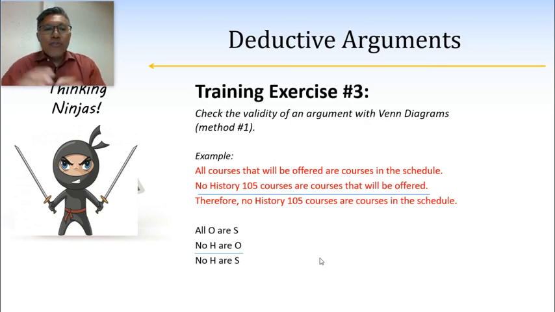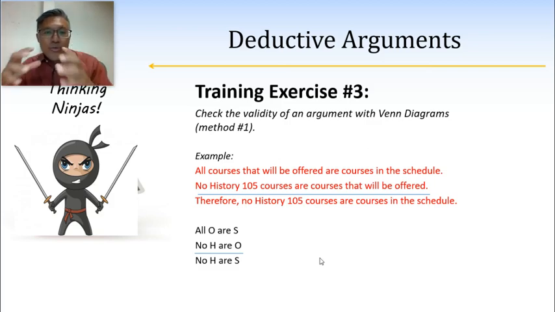Okay, so we've rewritten our categorical syllogism into a categorical syllogism with just letters to make it super simple. Don't let the words and the long strings of words get in the way of us understanding the argument. Let's now treat it like a math problem. All O's are S, no H are O's, no H's are S's.